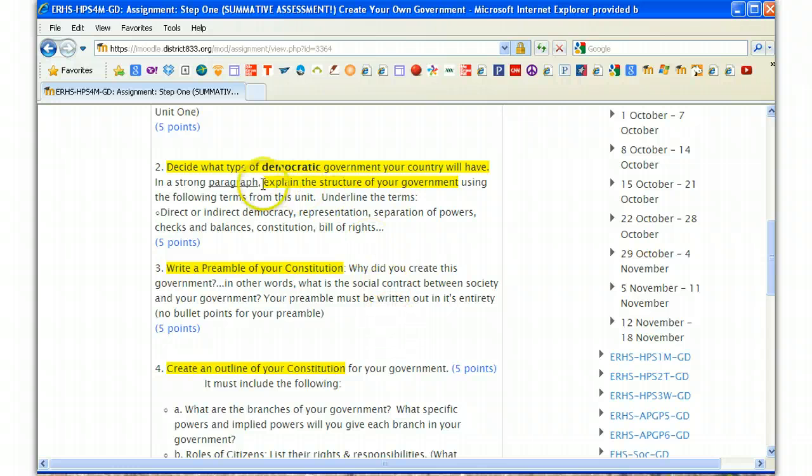Then, decide what type of democratic government your country will have. So you write another paragraph and explain the structure of your government. Are you going to have a direct democracy or an indirect democracy? How are you going to separate those powers and create checks and balances? Are you going to have a constitution? Are you going to have a Bill of Rights? This is a lot of the stuff that you learned in week 2.